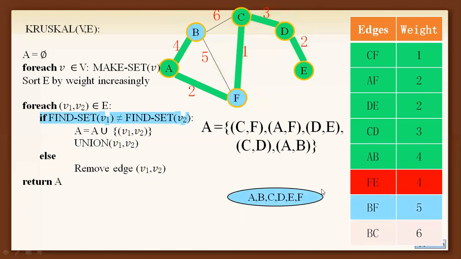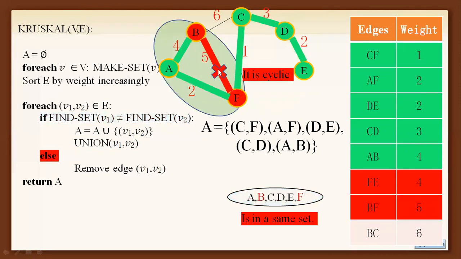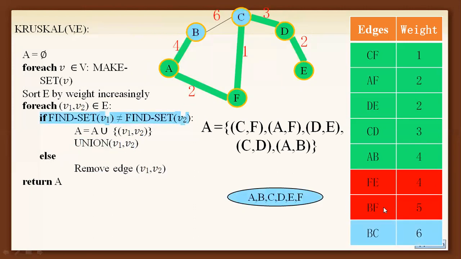So next, I can find the minimum weighted edge, which is BF. BF is the next minimum weighted edge, so I can connect the edge B to F. If I connect B to F, again a cycle will be formed. So we simply ignore the consideration of the edge BF, and remove it.